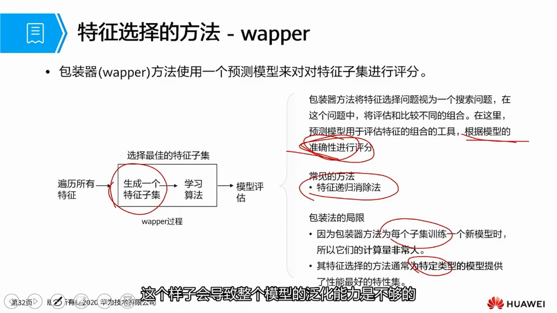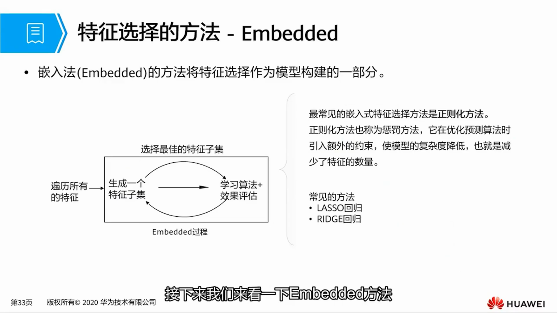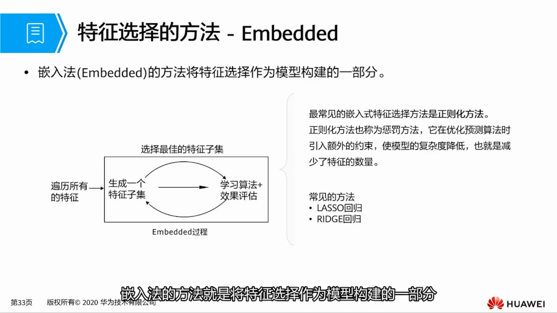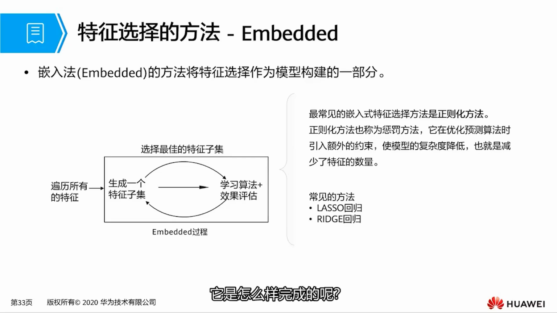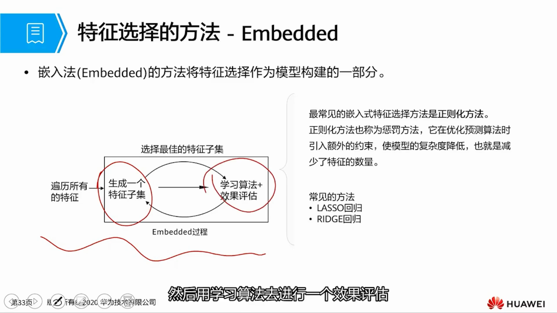Alright, next let's take a look at the embedded method. The embedded method incorporates feature selection as part of the model construction. How is it done? Just like the one shown on the left side in this image. It first generates a feature subset, then uses learning algorithms to conduct an effectiveness evaluation. If the performance is not good, generate another subset of features and proceed with another assessment. In other words, it embeds the process of feature selection into the process of building our model. So the most common method is the regularization method.